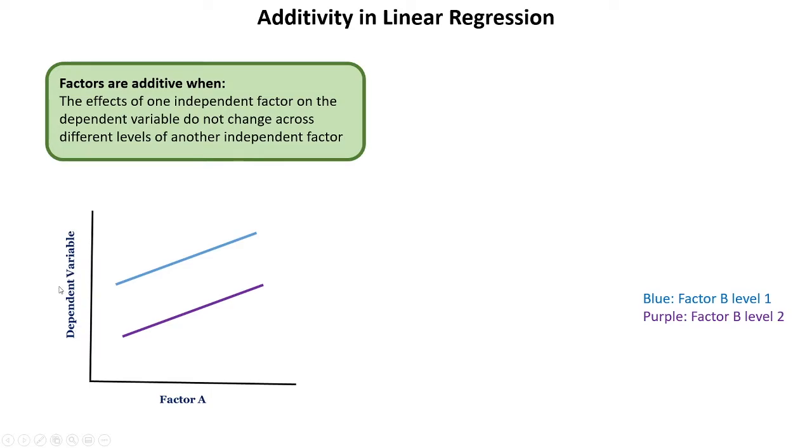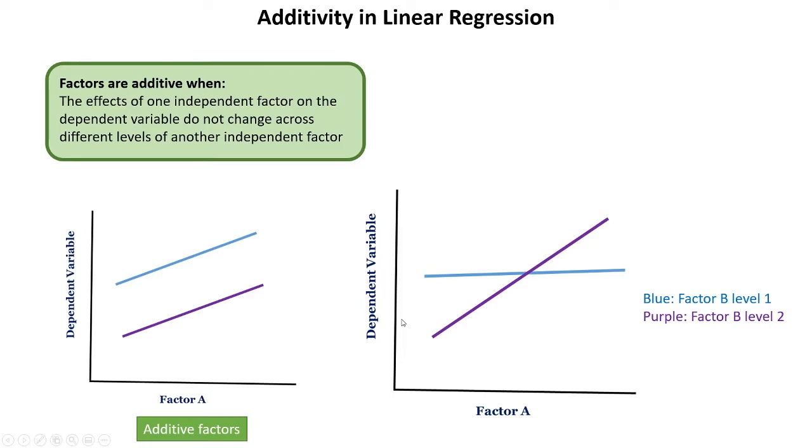We can see that the dependent variable depends on how much factor A you have, but it also depends on whether or not you're at level 1 or level 2 of factor B. But as you move across values of factor A in purple, you see the same relationship as you move across factor A when you're in blue. So as you move across factor A at level 2 of factor B, or at level 1 of factor B, both of those have the same effect on the dependent variable, which makes them additive.